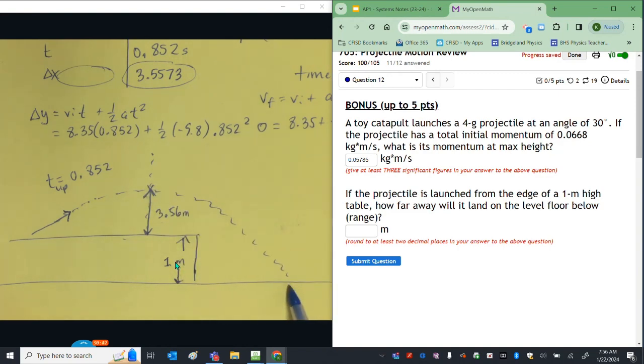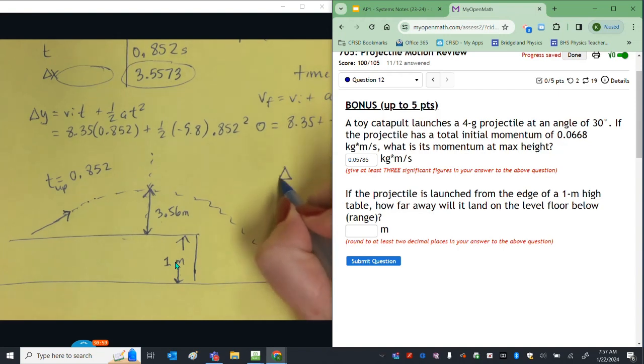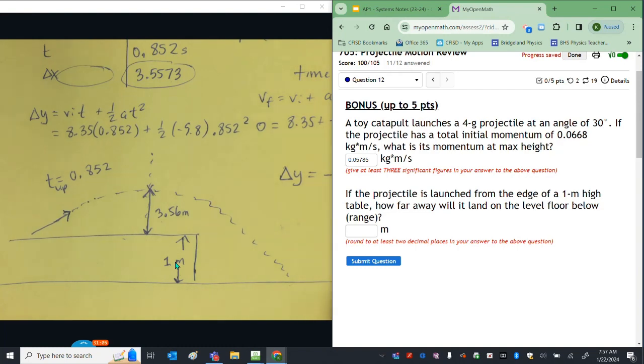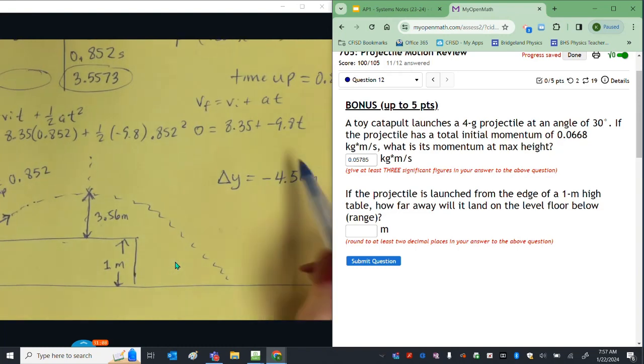And so if I'm looking for the rest of the time, time down isn't equal to time up in this case because I'm not on level ground. It would be if it were landing here. Then I would say they were equal, but they're not. This time is going to be greater, and it's going to be the time it takes for it to fall negative 4.56 meters. Not just back to the table, but all the way to the floor below.